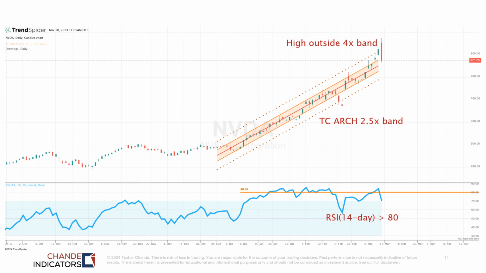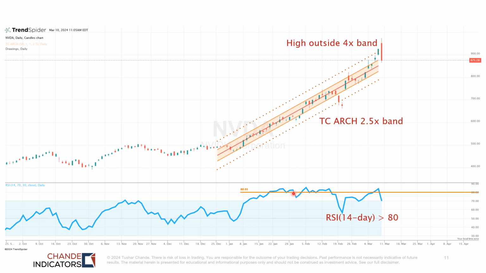On this chart, we have plotted the default values of the ARCH channel, and we have the 14-day RSI. So you can see that when we had prices above the upper band, we also had RSI above 80, which is a very high value for RSI, meaning that a reversal was possible.